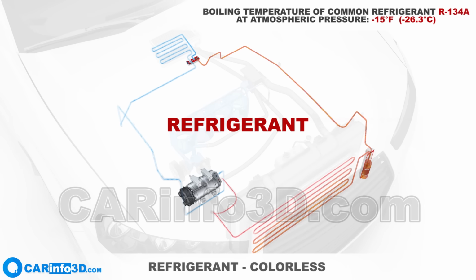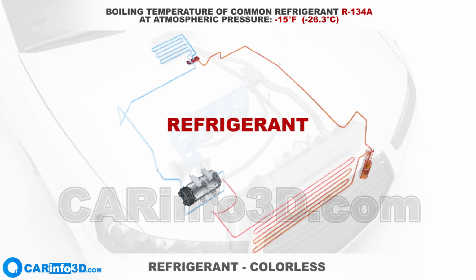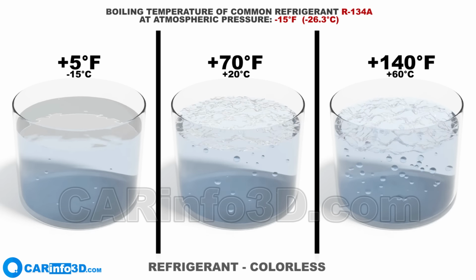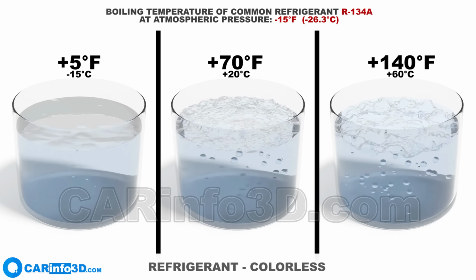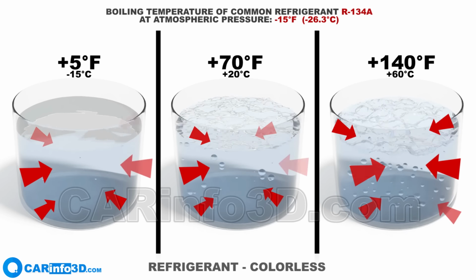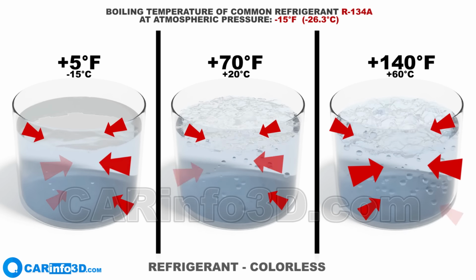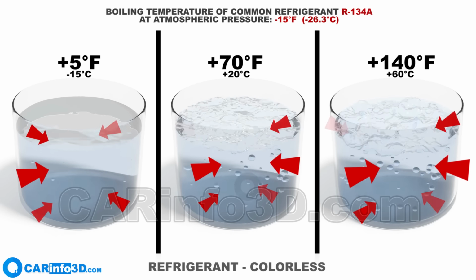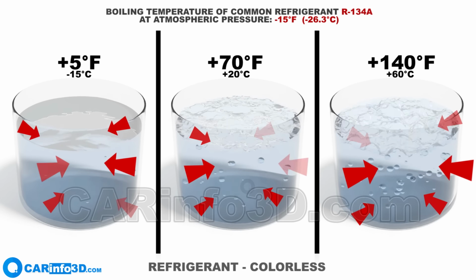The key property of refrigerants is a low boiling point, for example, around -15 degrees Fahrenheit. These illustrations show that refrigerant boils even at 5 degrees Fahrenheit. The better the heat is supplied, the faster the process occurs, as heat is required for boiling. But let's include pressure as an additional factor.